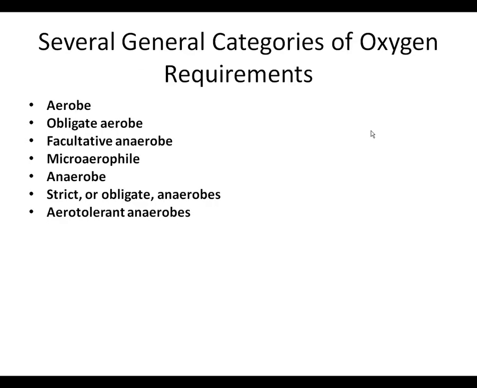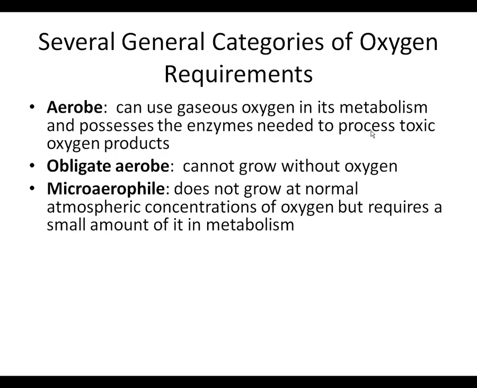You have a number of different categories of oxygen requirements. We're going to talk about them all here. Let's first look at the bacteria that require oxygen. These are aerobes. They can use gaseous oxygen in metabolism. They also possess enzymes that can break down those toxic oxygen products and make them into usable oxygen. Obligate aerobes cannot grow without oxygen. If they don't have oxygen, they're not growing. You are an obligate aerobe. If you don't have oxygen, your metabolism ceases and you will die.